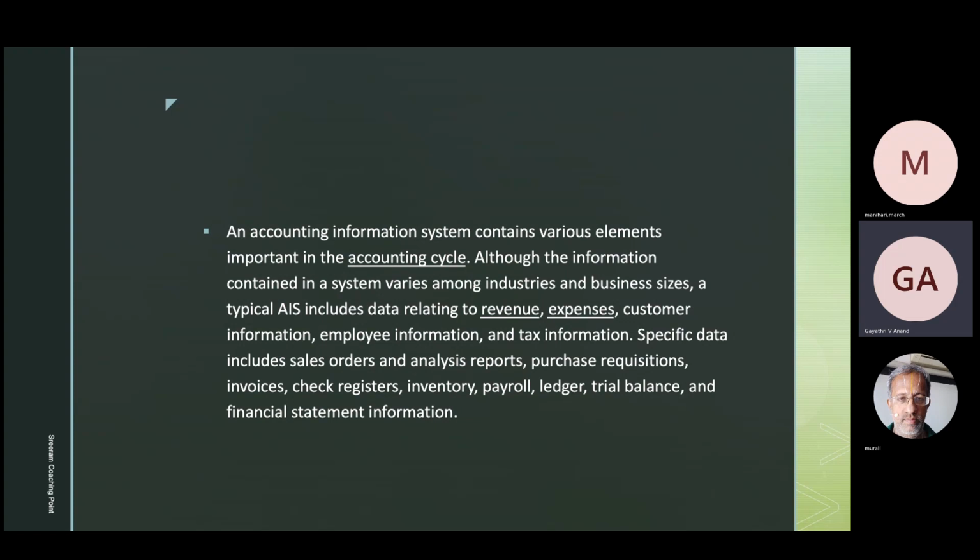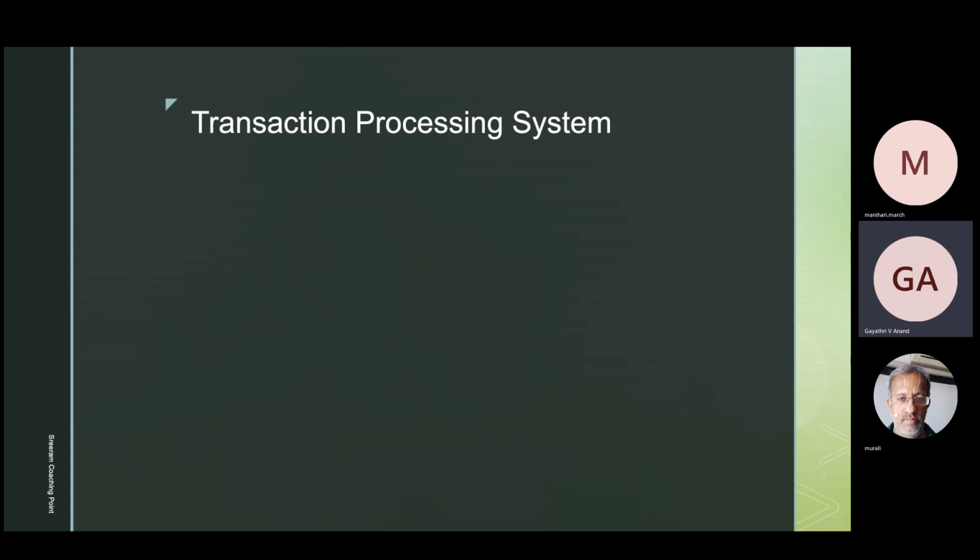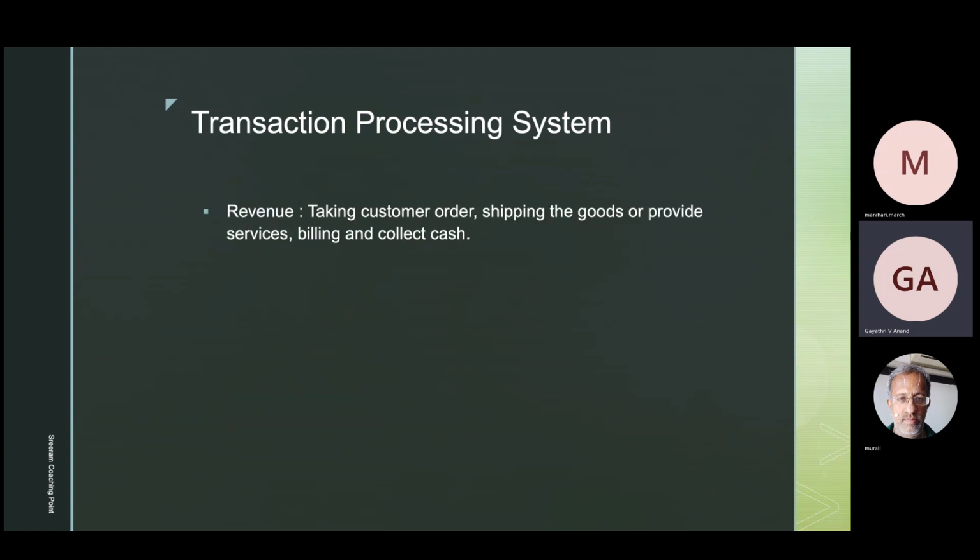Then you could have customer information, like objective information of an entity, which is data, which we discussed. Then there is a personnel who is doing it, so that is employee information, your HR. Then tax information, because these relate to disclosures. So here specific data include sales order, analysis reports, purchase requisition, invoices, check registers, inventory, payroll, ledger, trial balance, and financial statement information. The next is transaction processing system, where we talk about any transaction.